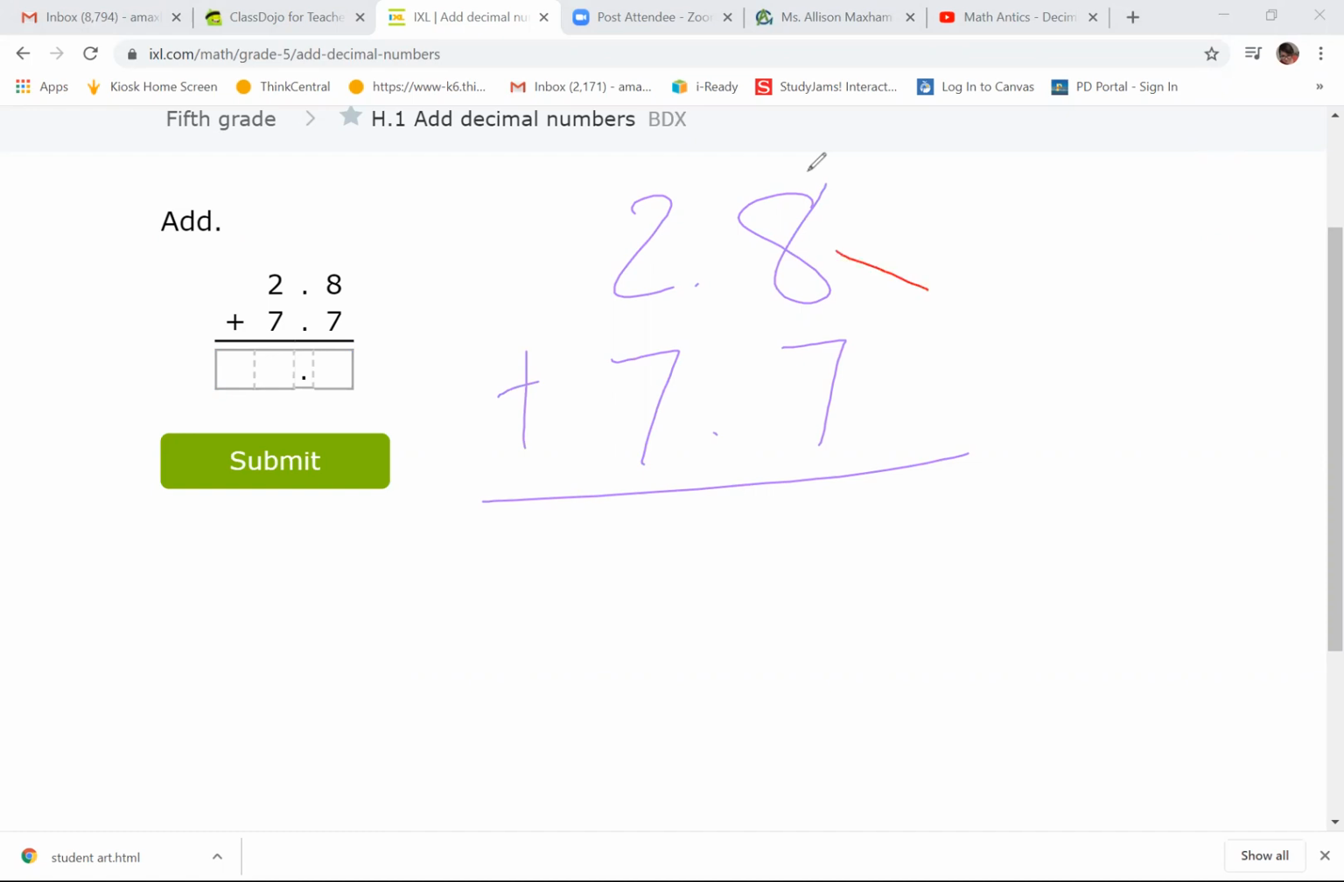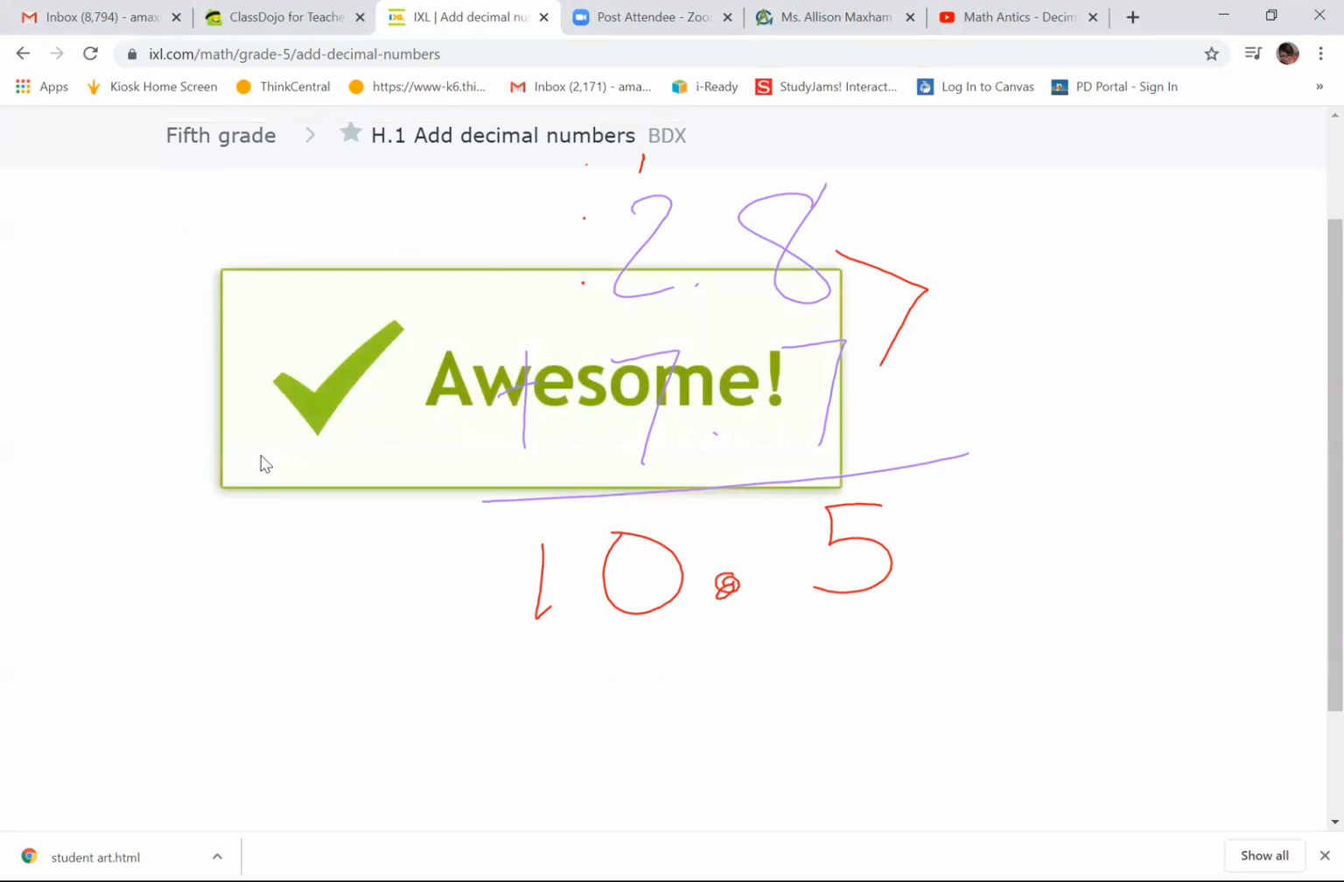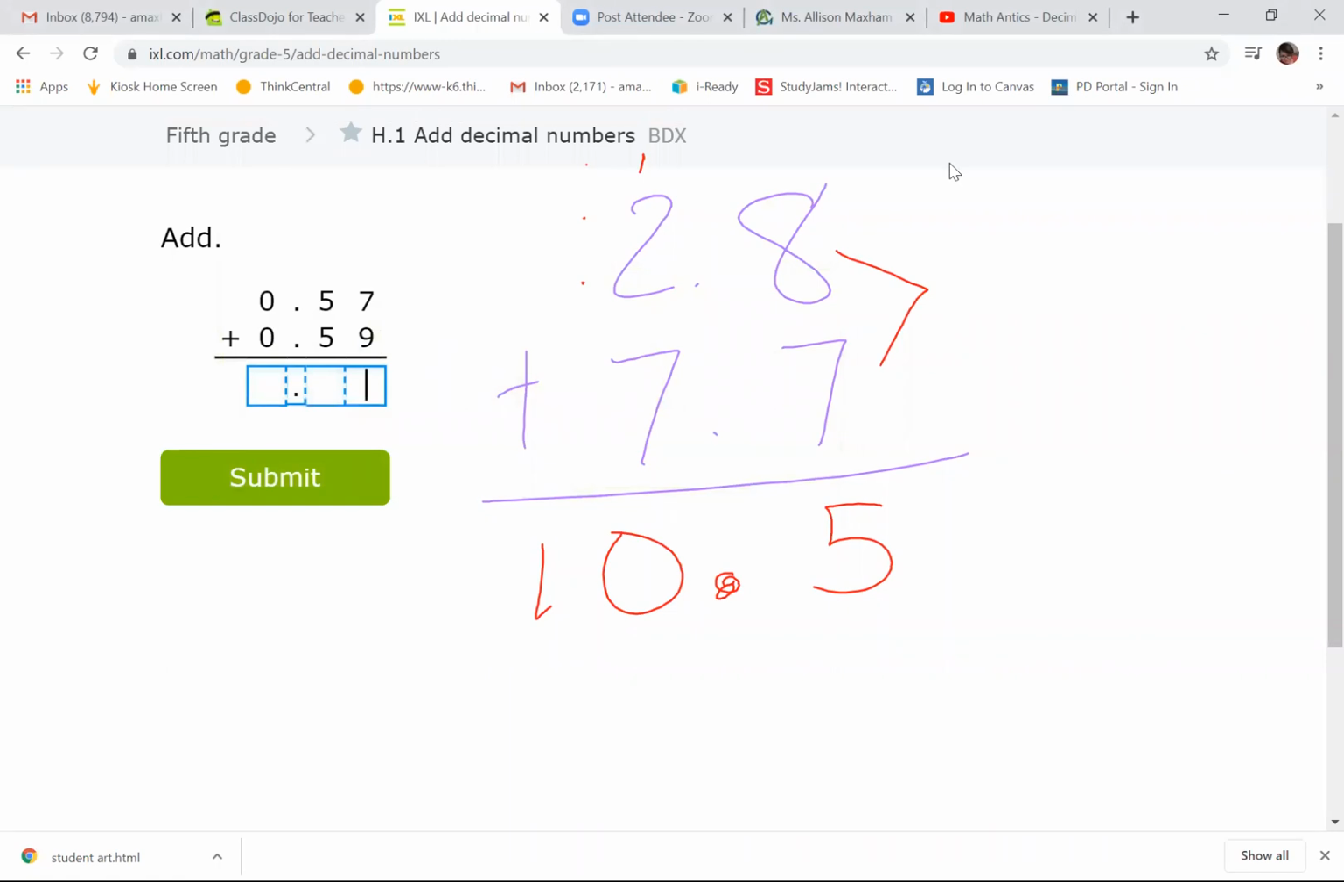Okay, I happen to know that 7 plus 7 is 14, and 1 more than 14 is going to be 15, and I regroup. And 7, 8, 9, 10. 10 is my answer, and then that decimal comes straight down. So I should have, if I'm correct, 10 and 5/10. Awesome. Did you get the right answer?